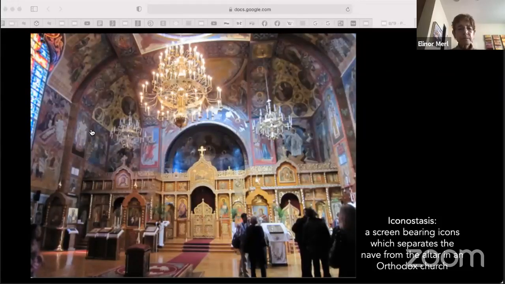We'll take a look first at a group of icons that date from the 15th century and are attributed to the Novgorod school in Russia, known for its high artistic quality and prolific output.